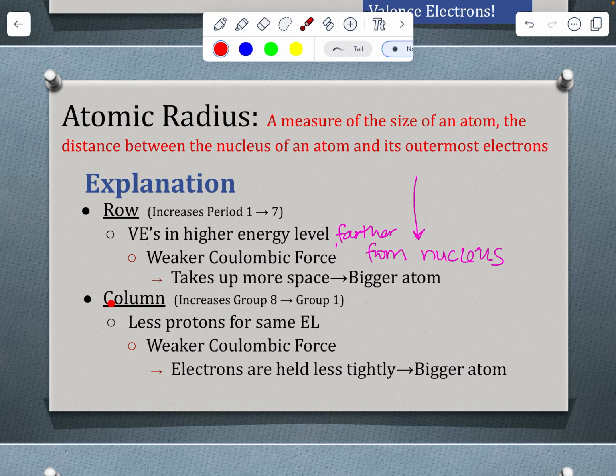As we look at those columns, going from group 8 to group 1, so to the left on the periodic table, I'm going to have fewer protons for those elements that are in the same energy level. With fewer protons holding that same energy level of electrons in, there is less nuclear charge, so the Coulombic force is less, and the electrons are going to be held less tightly, resulting in a bigger atom. So that atomic radius is increasing to the left and down.